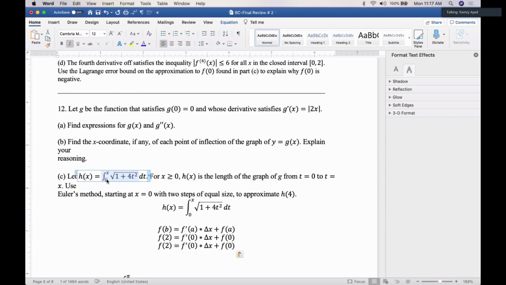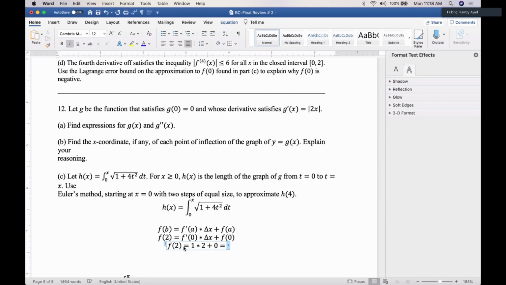Remember, the derivative of an integral is to replace the t with the x. The second fundamental theorem of calculus says the derivative of an integral from any number to x is to replace t with x. So the answer is the square root of 1 plus 4x squared. Put the x as 0 because that's what we're finding. f prime of 0, you get the square root of 1. That means this is 1. Make sense? And delta x is the 2. And f of 0, we said it is 0.